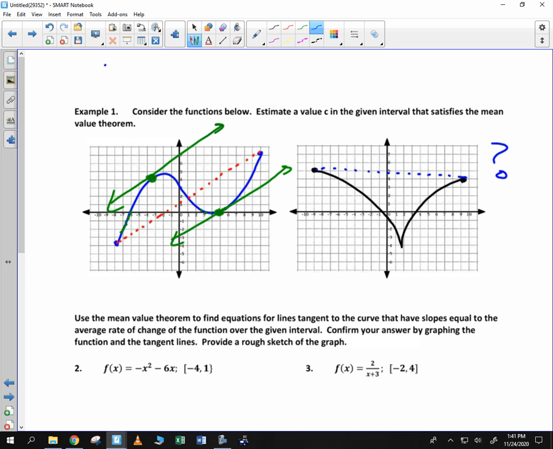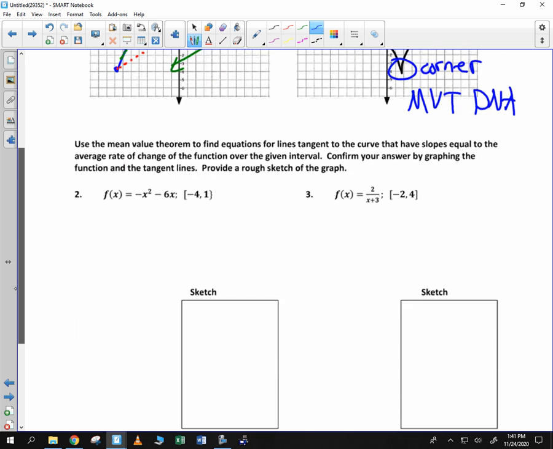Well, that's because the mean value theorem does not apply in this situation. Why? Because it's not differentiable there. That's a corner. So your graph must be nice behaving. If it has a corner or it's discontinuous, then it does not apply.